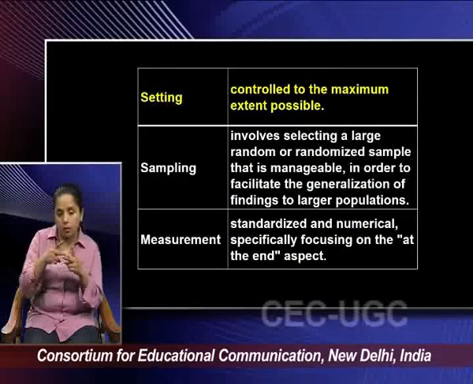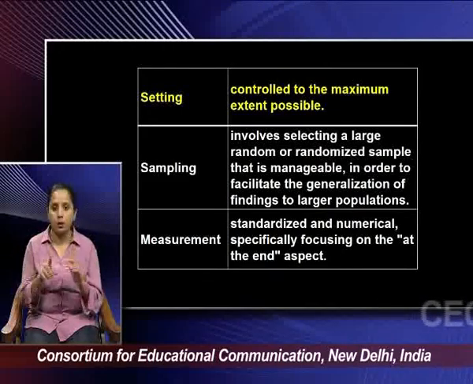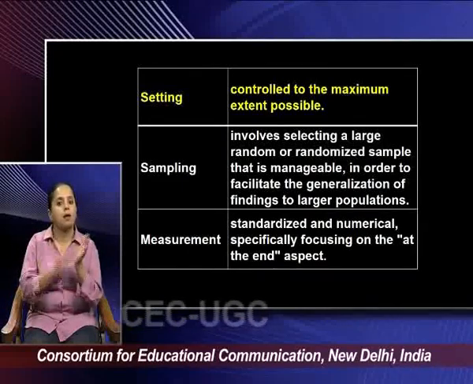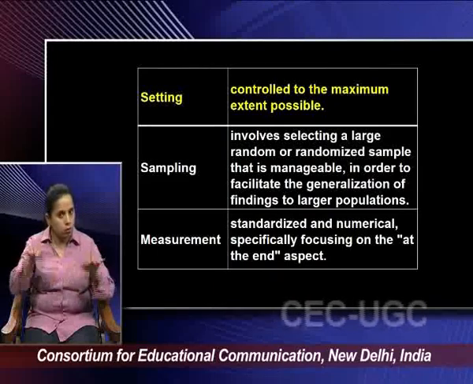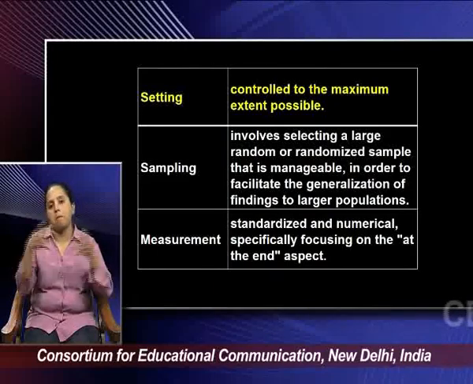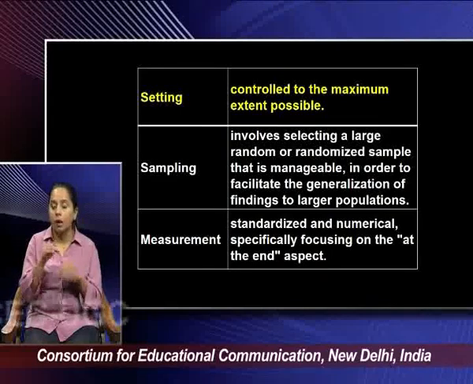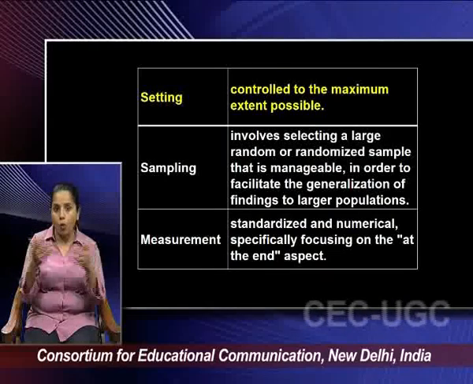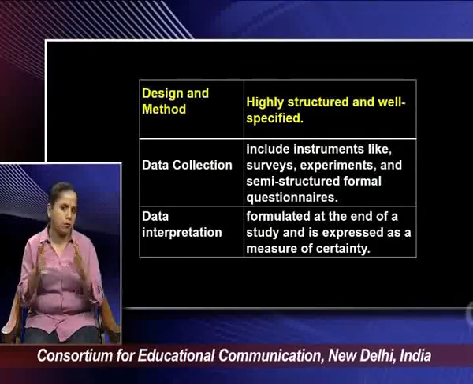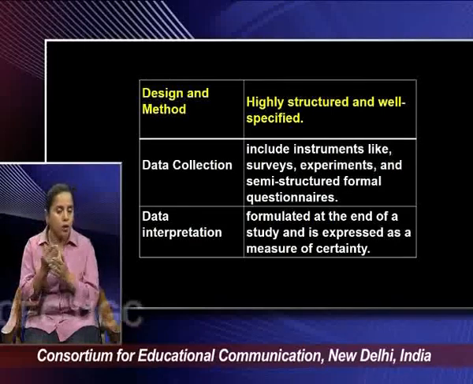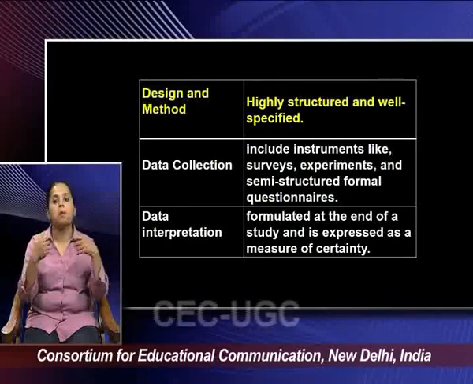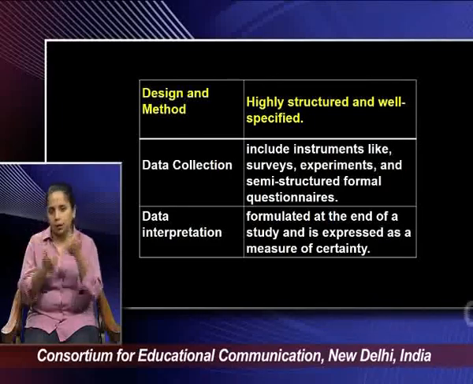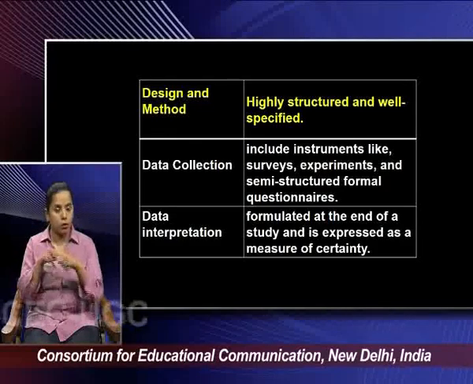Settings are controlled to the maximum extent possible. Sampling involves selecting a large random or randomized sample that is manageable in order to facilitate the generalization of findings to larger populations. Measurements are mostly standardized and numerical, as we have already noticed, which specifically focus on the at-the-end aspect. The design and method in quantitative research is highly structured and well specified, and data collection includes instruments like surveys, experiments, and semi-structured formal questionnaires.